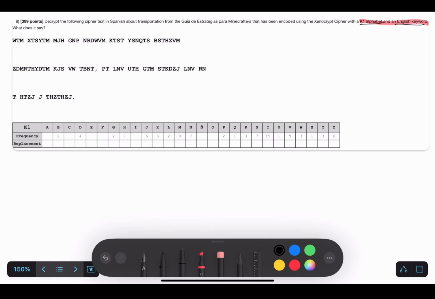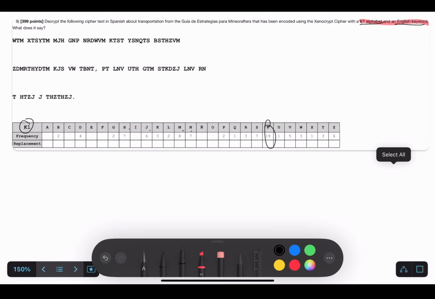First of all, we know it's in K1, so that's important to look at. And then we can also see our frequency. We have a lot of letters that are in medium to high frequency, like H with 7, I with 6, and then we have M and so on. And then we also have T. T is extremely high frequency.